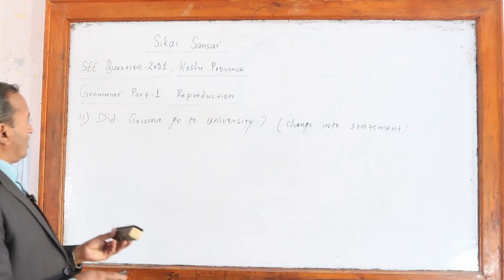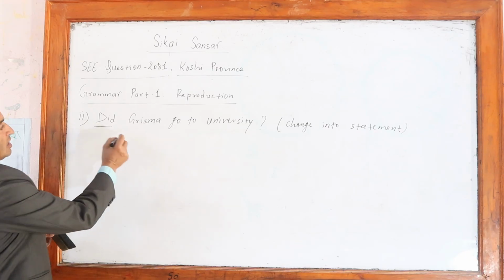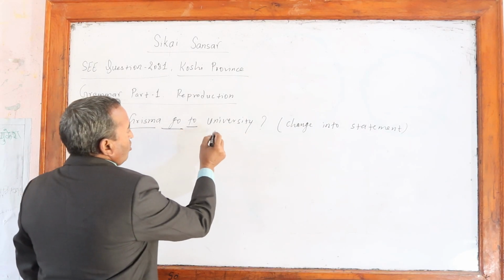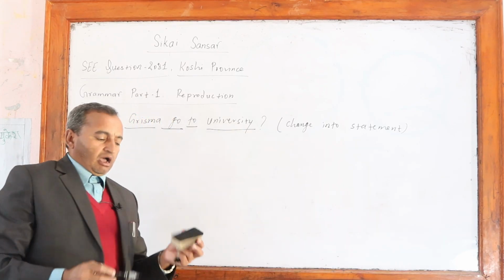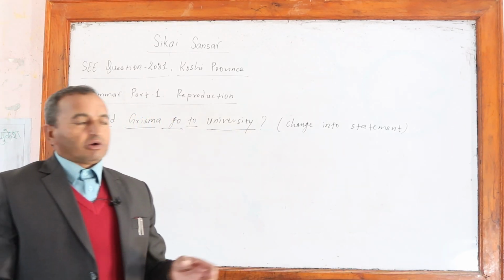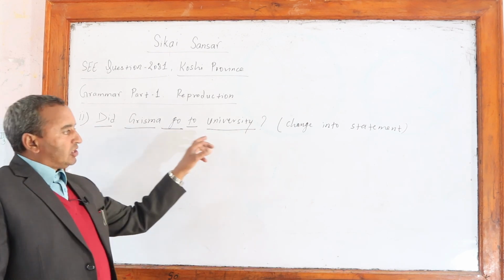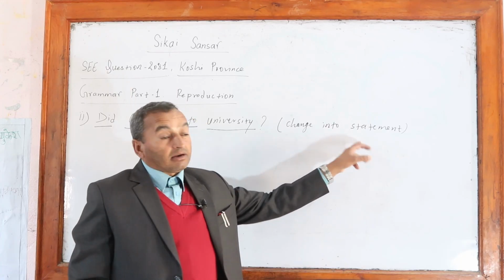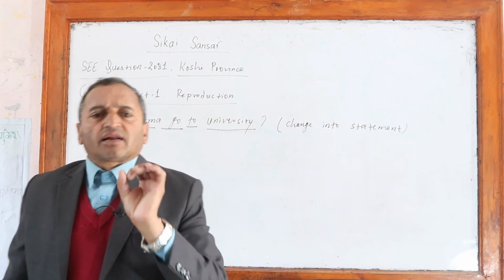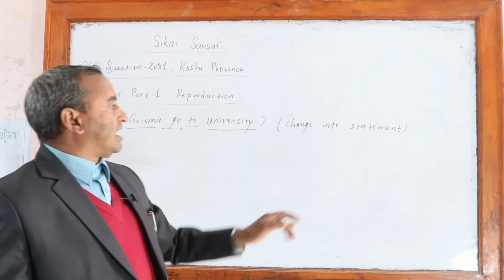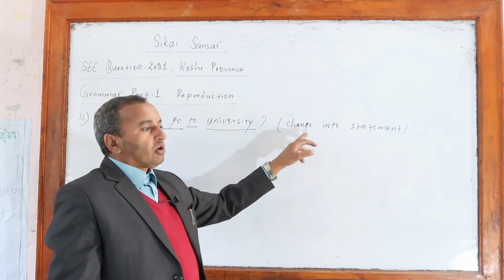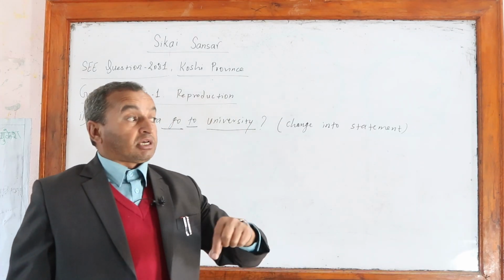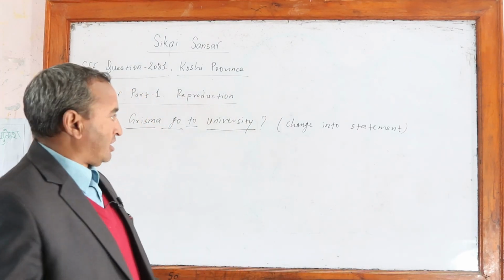So let's look here. Did is the auxiliary verb. Grishma is the subject. Go is the verb. To is the preposition, and university is the object. So the question says, did Grishma go to university? And now we have to change it into a statement. Statement means a general sentence, an assertive sentence, let's say, most of the time. So we have to change the question into a normal sentence.